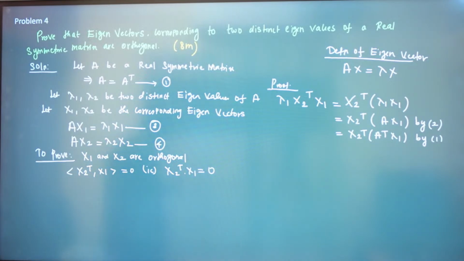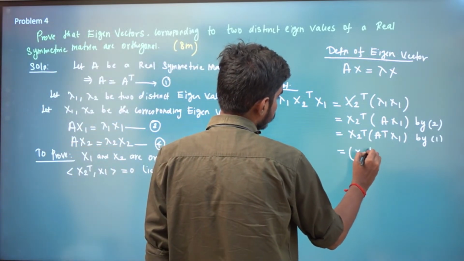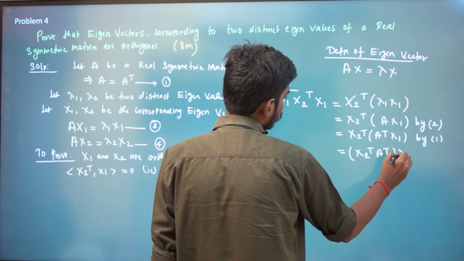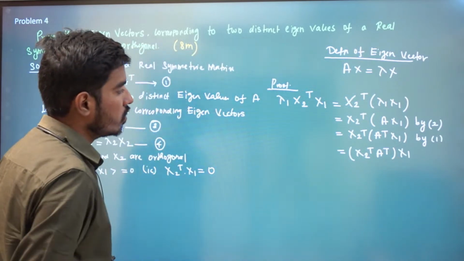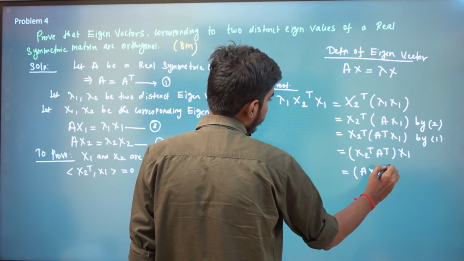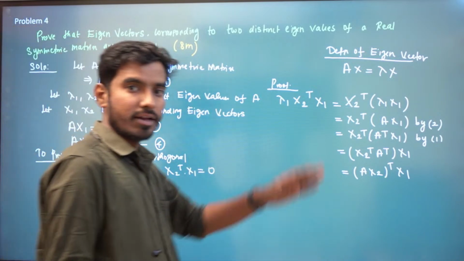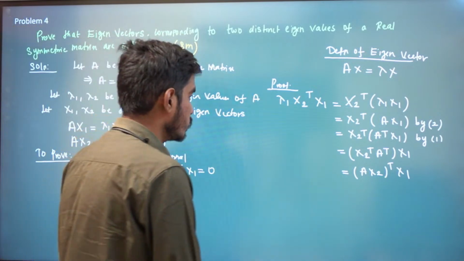Because A is equal to A transpose, right? A is equal to A transpose. Now, can I write this as x2 transpose A transpose x1? Now, can I write x2 transpose A transpose as (A x2) whole transpose? (AB) transpose is B transpose A transpose.